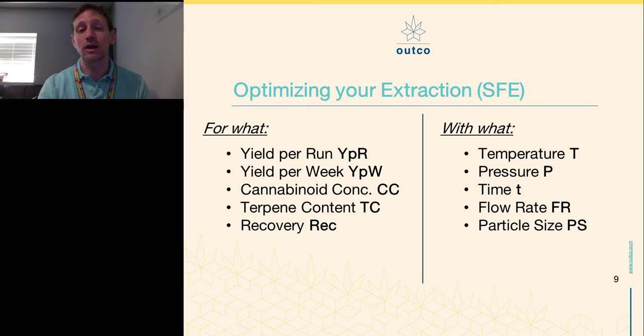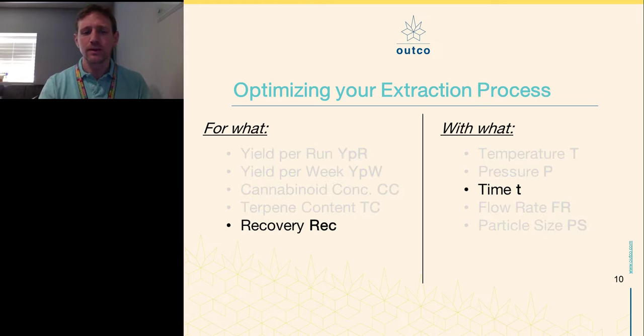Okay, so how can I influence my extraction? In this CO2 case, I can change the temperature, I can change pressure. I also can consider runtime. Flow rate of the pump is a very important, often overlooked factor, but also particle size. Anecdotally, we know that candied sugar does not dissolve as fast in your coffee as powdered sugar would, and so the same should hold true for cannabis when extracting. So as an example, let's look at recovery in time. How does time influence my recovery?